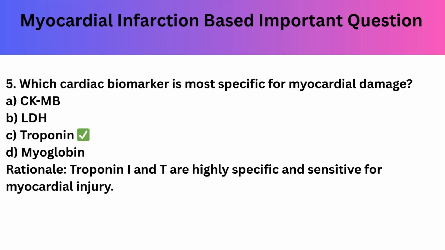Question number 5. Which cardiac biomarker is most specific for myocardial damage? Option A, CK-MB; option B, LDH; option C, troponin; option D, myoglobin. Correct answer is troponin. Troponin I and T are highly specific and sensitive for myocardial injury.